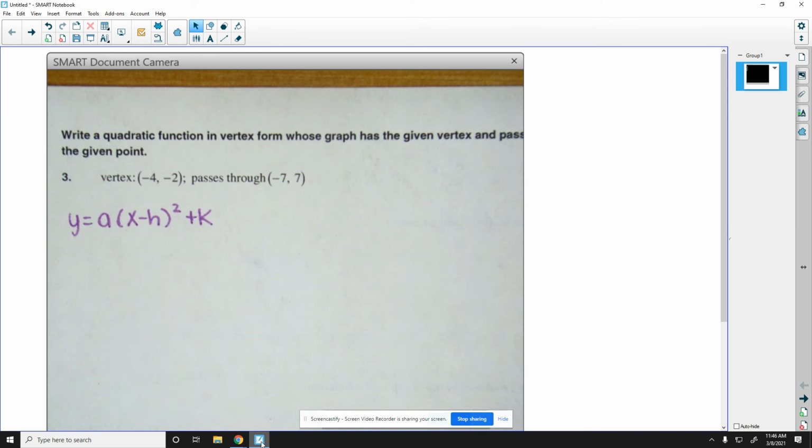Vertex form is the following. Y equals a parentheses x minus h. Don't forget to square it and add the k. Tony, this song is for you. If you don't like it, I don't care. This is the vertex form formula.